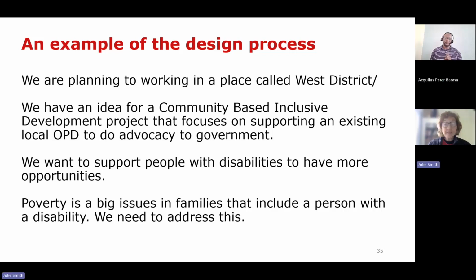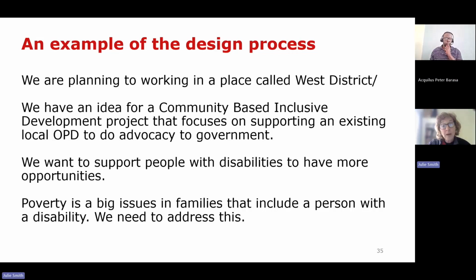So the example we're going to use is this. We're going to work in an area called West District. And we've got an idea that's been approved for a community-based inclusive development project, a CBID project, that's going to focus on supporting an existing local OPD to do advocacy to the local government. So that's part of our idea, because we want to increase the opportunities for people with disability.